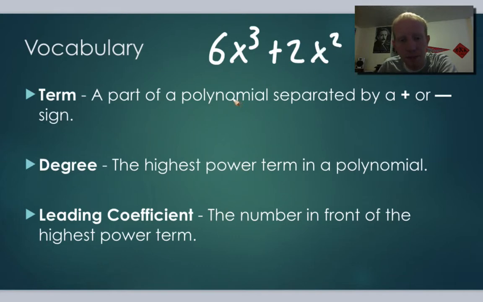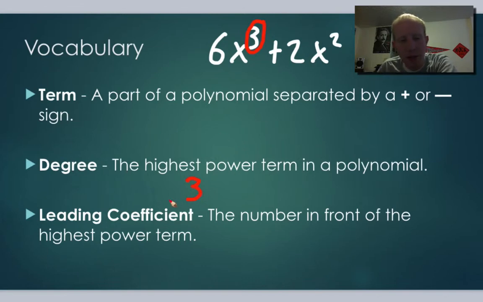In this case 6x cubed would be a term and 2x squared would be a term because they are separated by a plus sign. So a term is just anything separated by a plus or minus sign. The degree is the highest power term in the polynomial. So we look at all the powers in the polynomial and we look for the highest one. In this case 3 would be the highest one, so 3 would be the degree of the polynomial.